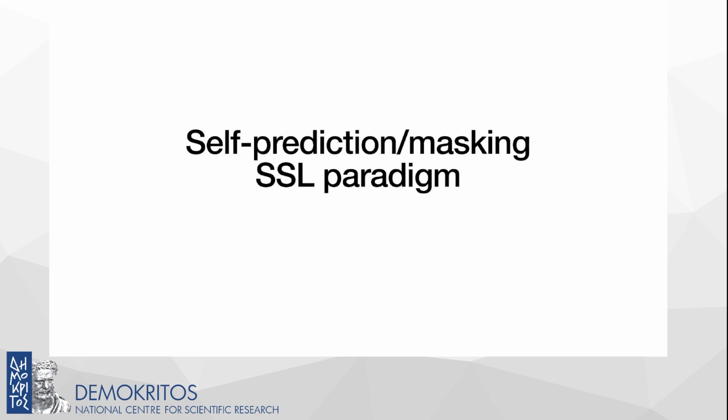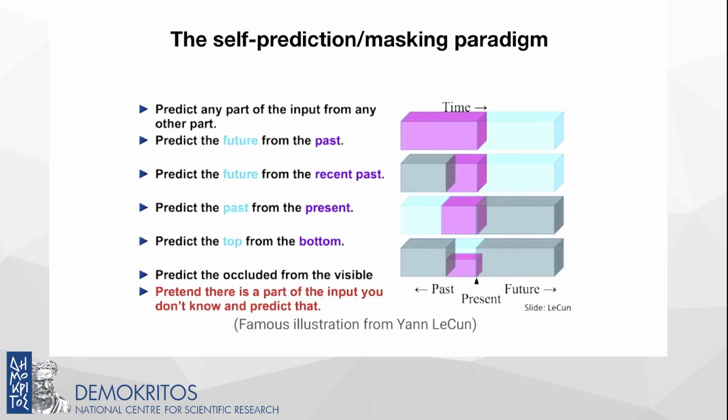A third very popular paradigm for SSL is the so-called self-prediction or masking methods. Again, the idea is very simple. You take your image, you take your signal, you hide a certain part of it, and then you ask the network, this is your pretext task in this case, okay, now try to reconstruct the missing signal.